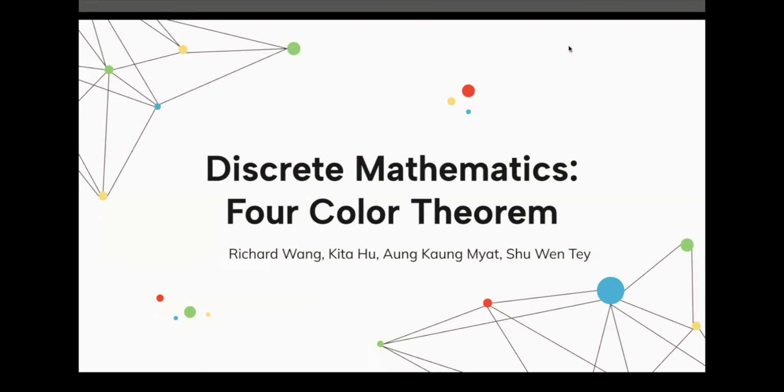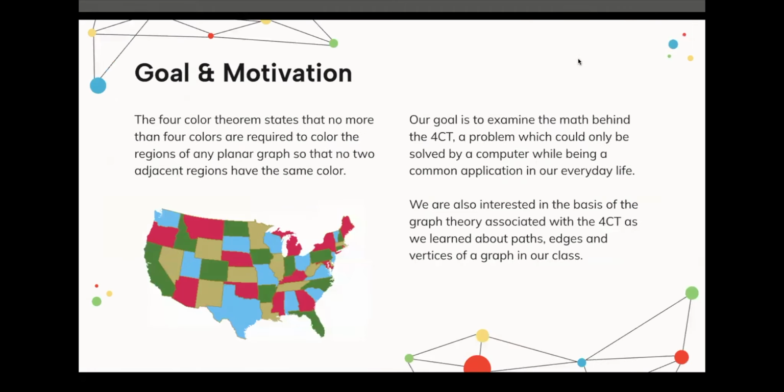Our topic today is the famous four-color theorem. It states that no more than four colors are required to color the regions of any planar graph so that no two adjacent regions have the same color. Our goal is to examine the math behind the four-color theorem, a problem which can only be solved by a computer while being a common application in our everyday life.